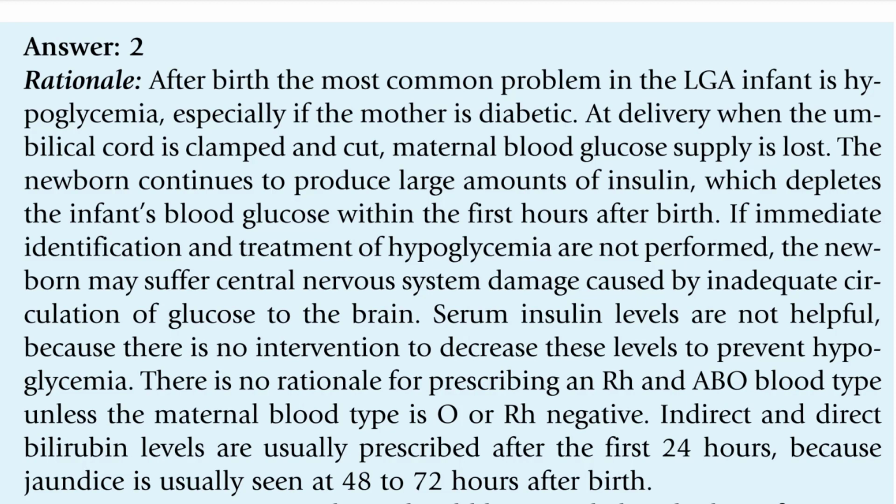Serum insulin levels are not helpful, because there is no intervention to decrease these levels to prevent hypoglycemia. There is no rationale for prescribing an RH and ABO blood type unless the maternal blood type is O or Rh negative. Indirect and direct bilirubin levels are usually prescribed after the first 24 hours, because jaundice is usually seen at 48 to 72 hours after birth.